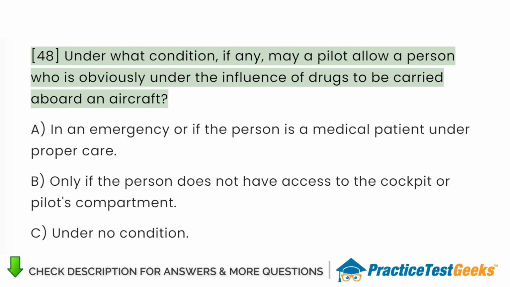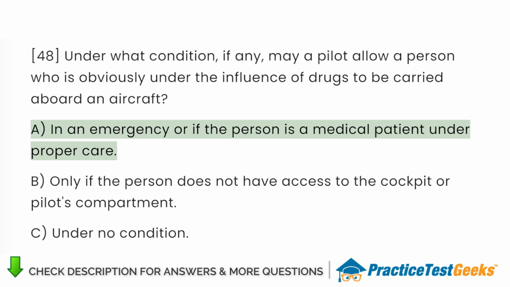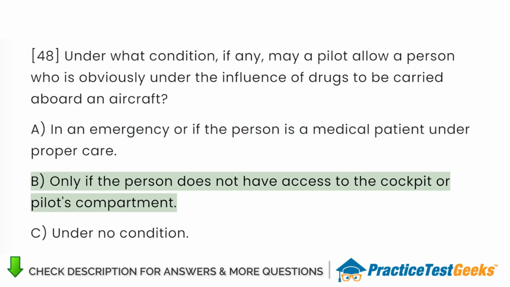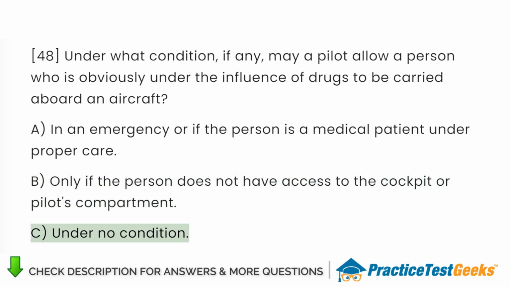Under what condition, if any, may a pilot allow a person who is obviously under the influence of drugs to be carried aboard an aircraft? A. In an emergency or if the person is a medical patient under proper care. B. Only if the person does not have access to the cockpit or pilot's compartment. C. Under no condition.